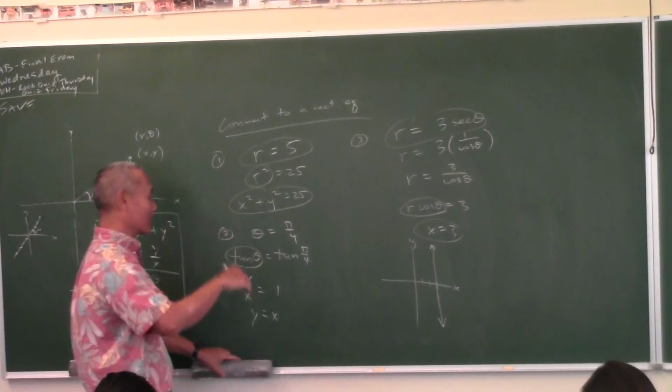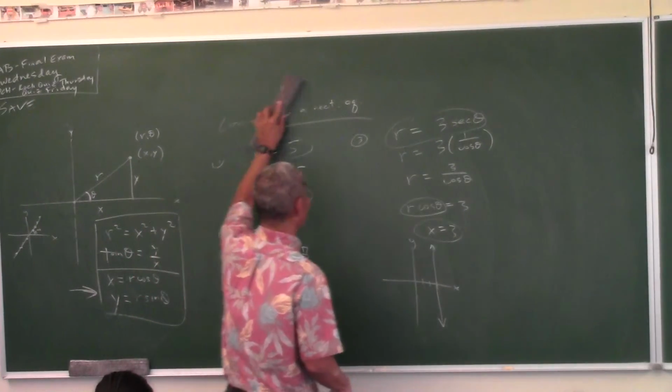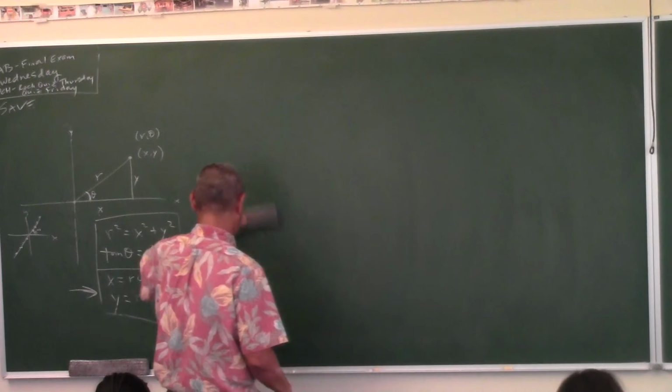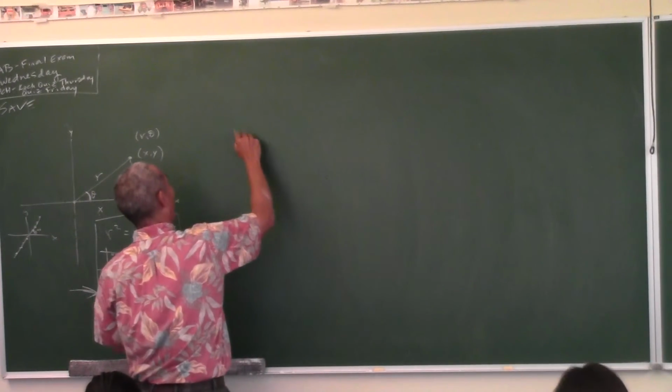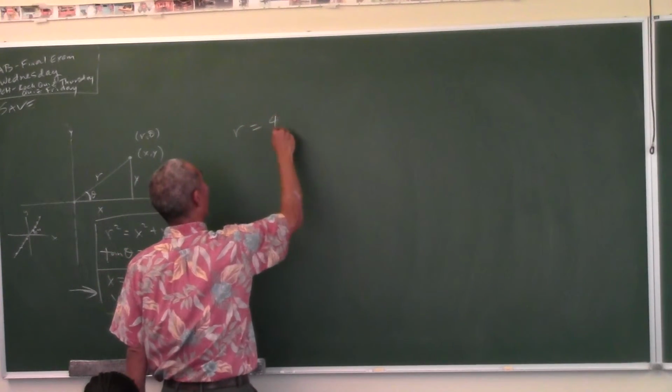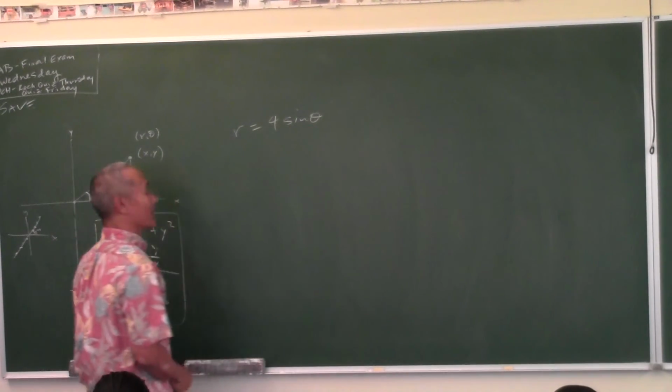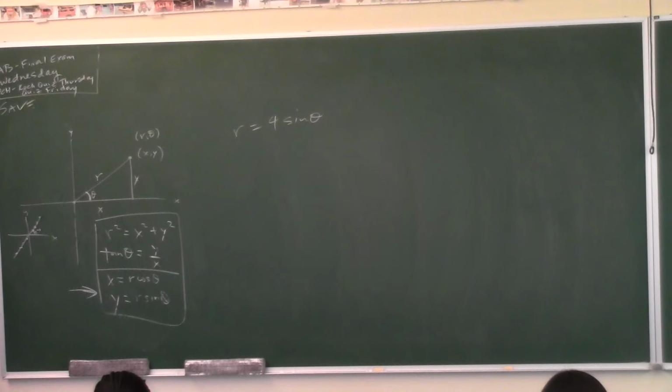Okay, last problem and we're done. Now, I saved the best for last. I need the whole board for this. r equals 4 sine theta. We just did cosine, I'll do sine now. Convert this into a rectangular equation. Okay, this is the last one.